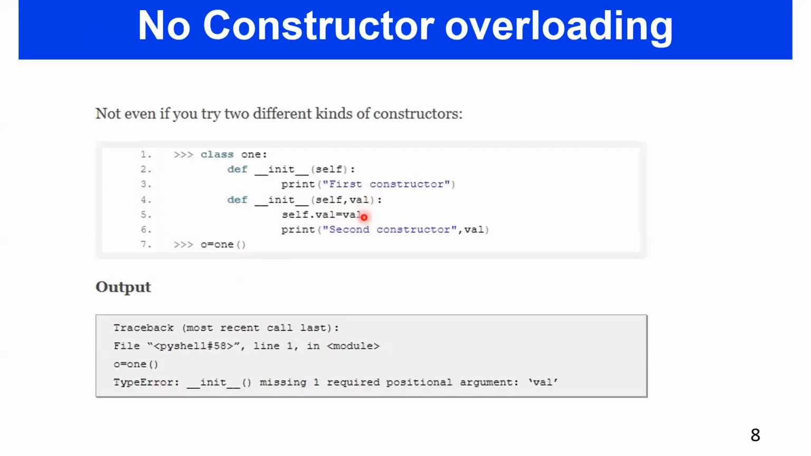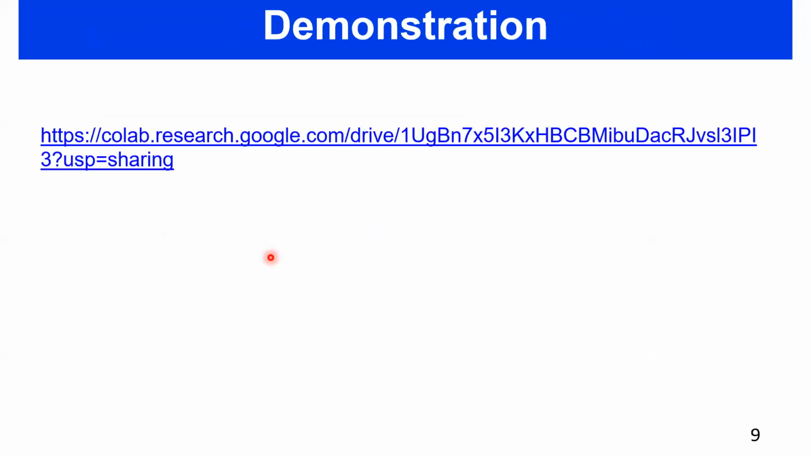Python is going to invoke only the last constructor if the signature of the object creation does not match the signature of the last constructor. In such a case, it gives an error, because here there are no parameters, whereas the last constructor requires one parameter. So there is a mismatch, so it gives an error. Here: init missing one required positional argument value. Since it is going to invoke the last constructor which requires one value, and we are not giving that value, it is the error.